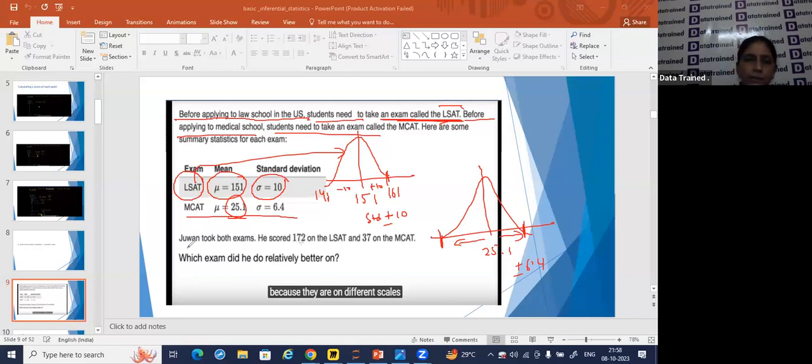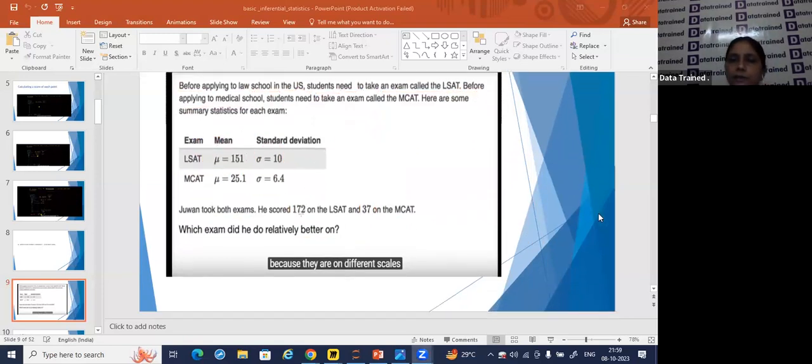Okay. Now let's see. There is a student, Juan. He took both examinations, the LSAT and the MCAT. He scored 172 marks in LSAT and 37 on MCAT. In which exam did he do relatively better? If I want to understand, I can find out the Z-score and understand where he is doing better. So for this, we need to calculate the Z-score.